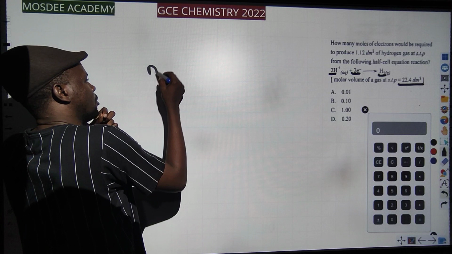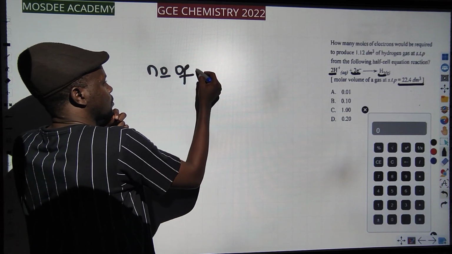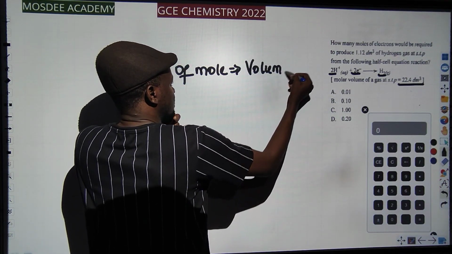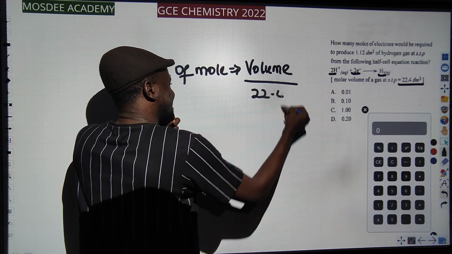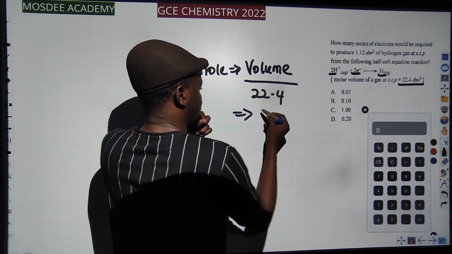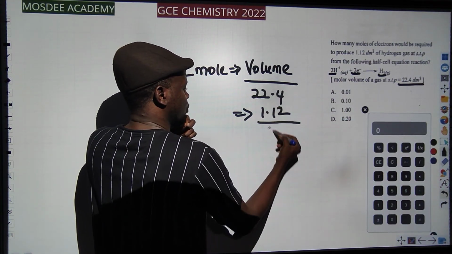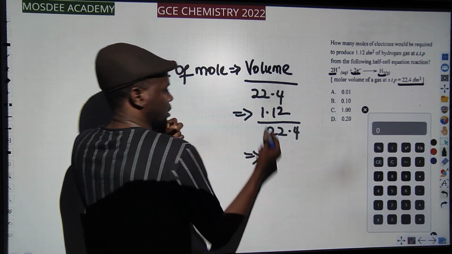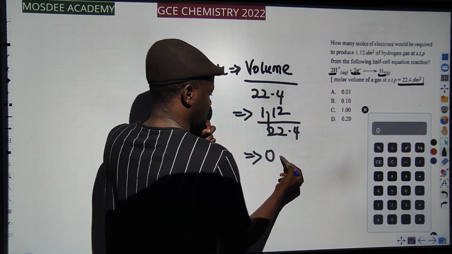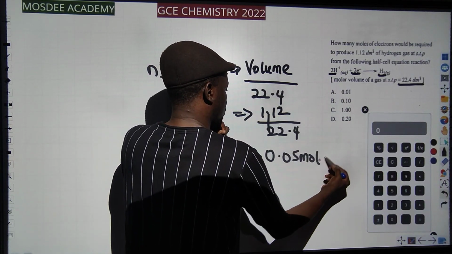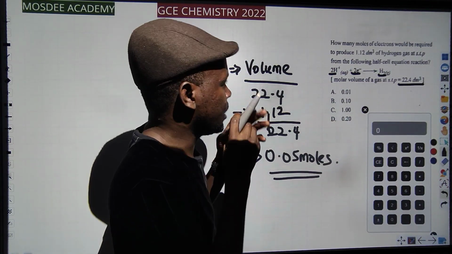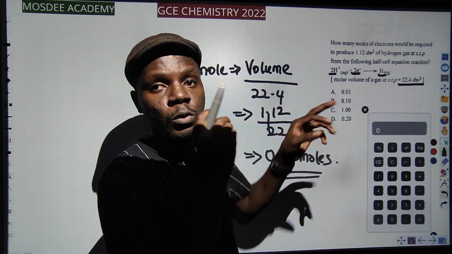This is the formula. Number of moles equals volume given over 22.4 decimeter cube. So both must be in decimeter cube. What's the volume given? 1.12 divided by 22.4. This will give me the number of moles. If I do this on the calculator, 1.12 divided by 22.4 should be 0.05 moles. Now, what are you calculating, guys? 0.05 moles of hydrogen. But in the question, you are looking for how many moles of electrons.